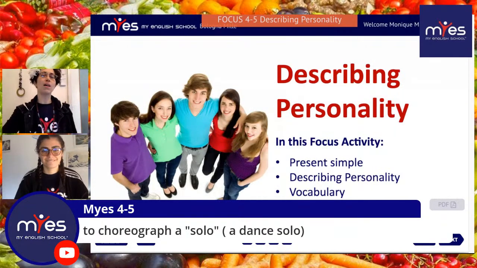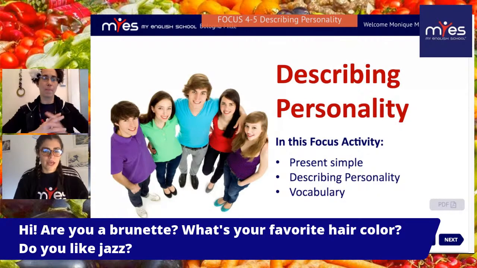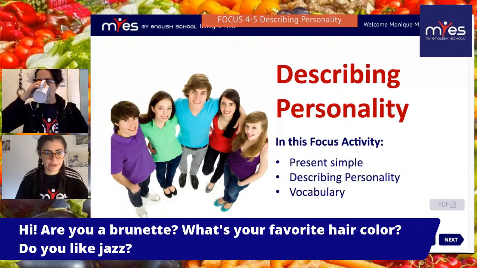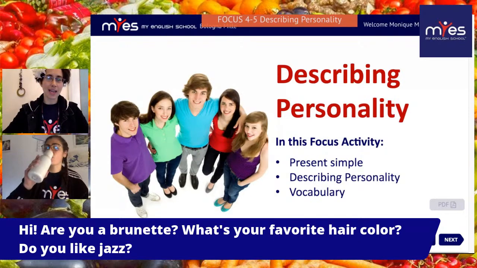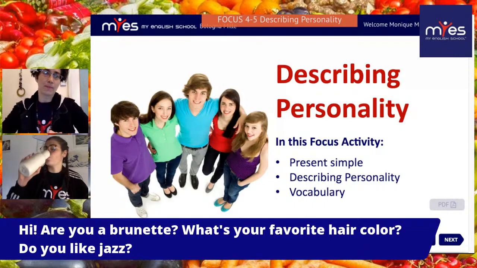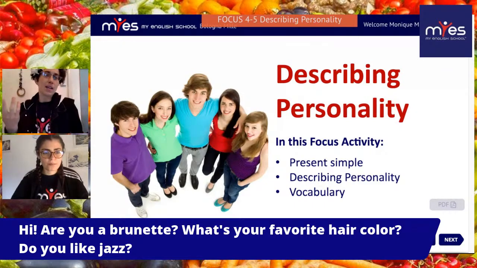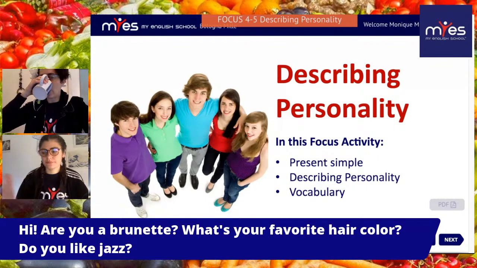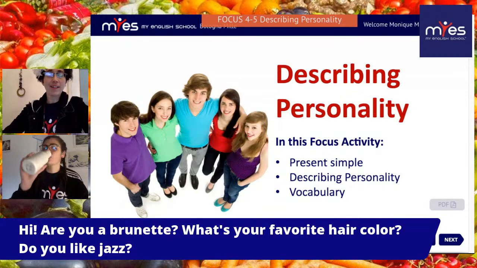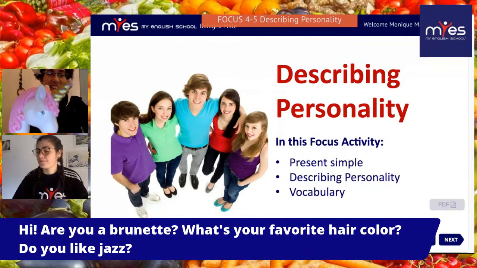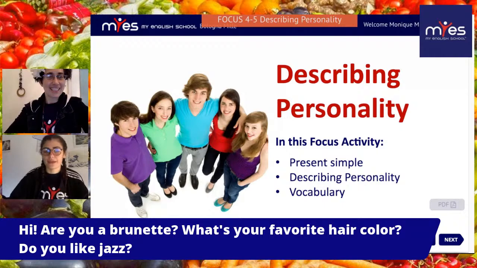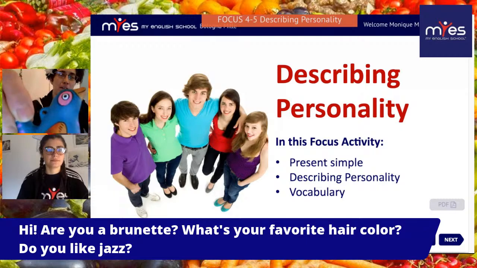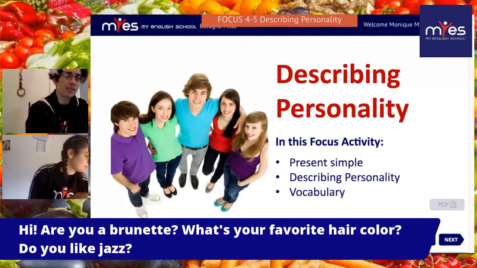So what are our objectives of today? We have in this focus activity present simple, describing personality and vocabulary. Exactly. So present simple, which we use for recurring events. Let's give examples of the present simple. I drink fennel tea. I drink water. I have a unicorn pen. Oops. I have a pencil. Ooh, okay. I have a little birdie.